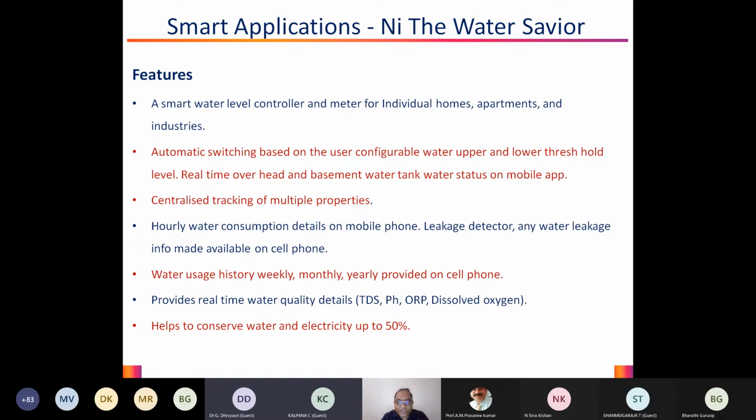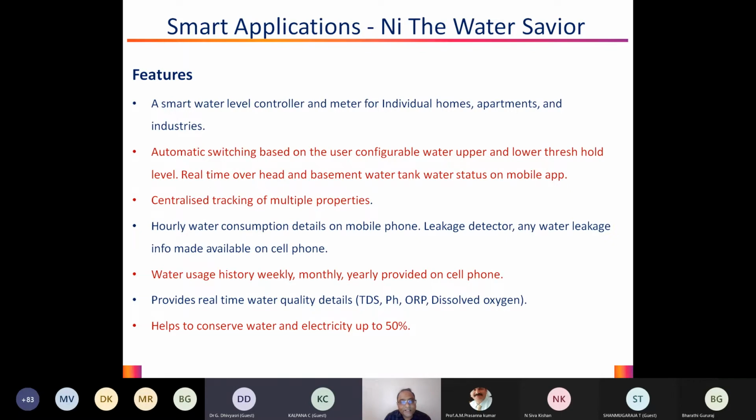NI Water Saviour is basically a water tank solution. These days you have a sump and an overhead tank. Whenever the overhead tank is filled, the machine automatically goes off, and when the quantity of water in the overhead tank comes down, it switches on. But that is very mechanical, just turning the equipment on and off. With the help of this NI Water Saviour, a lot of detailing is done to provide a solution to every household, apartment or industry. A lot of analytics and dashboards are used.